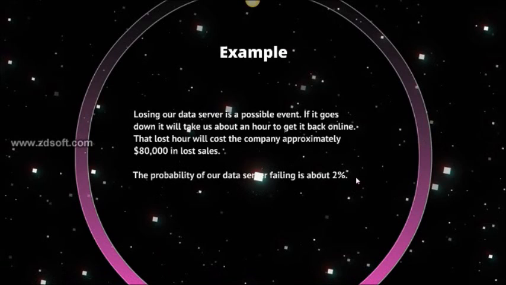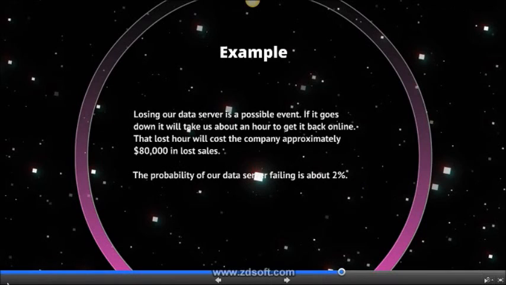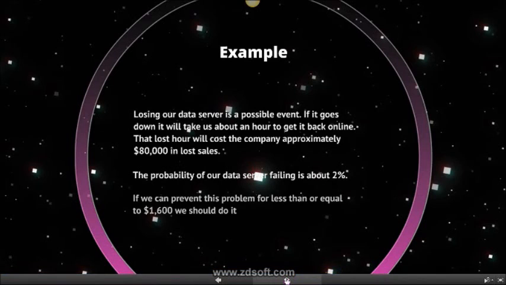Really, when people talk about data server failure rates, we're talking about something that is 4 decimal points. So it would have an up rate of 99.999% of the time, or 99.99% of the time. Certainly not 2%. But in this case, I'm just making the number big so that it makes for a better example. So the probability of our data server failing is about 2%.